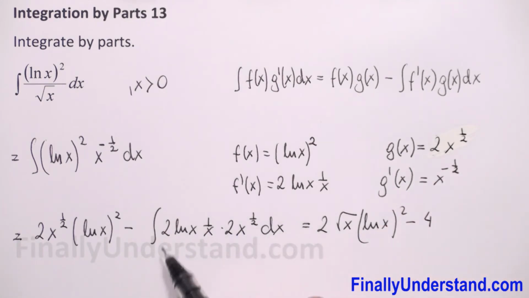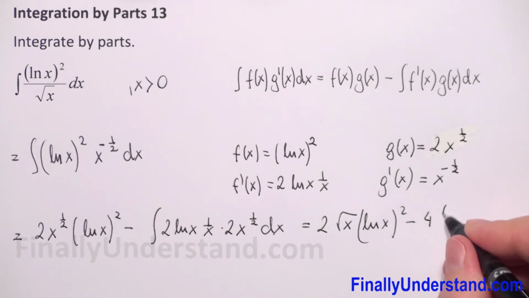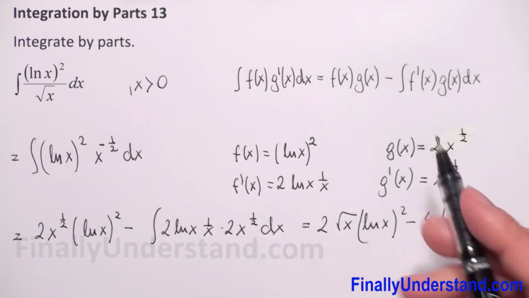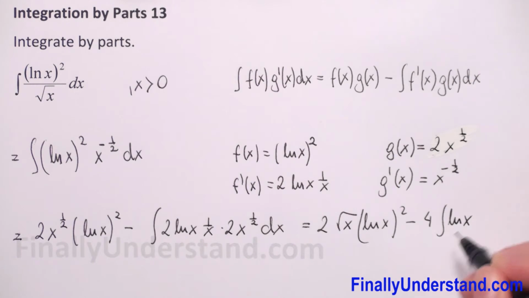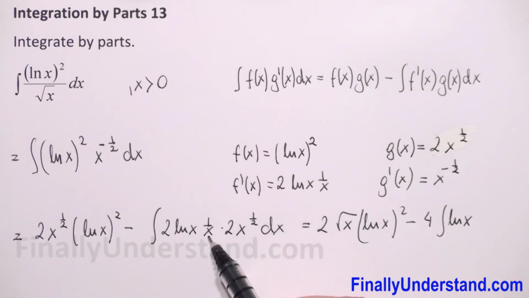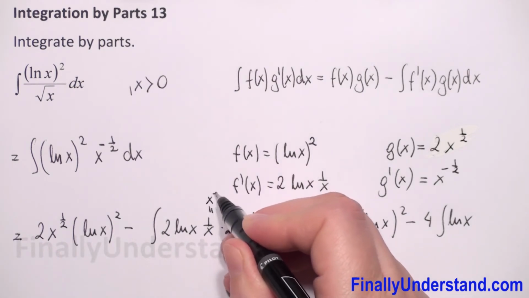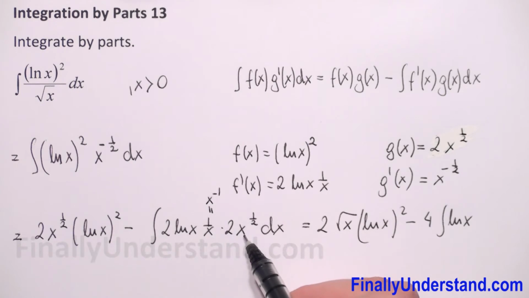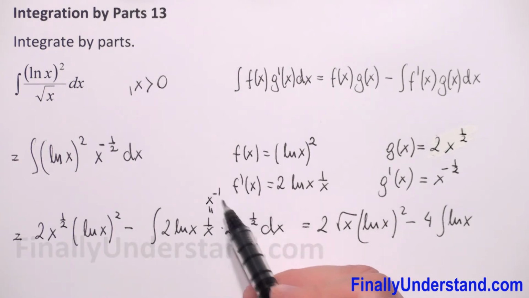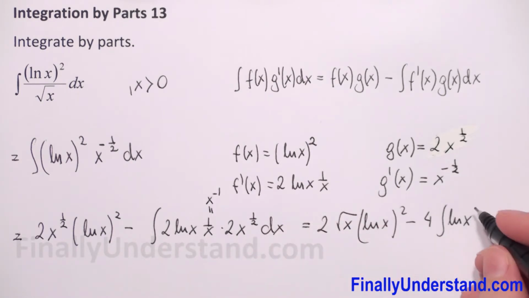We can put the 4 before the integral, and now we have the integral of natural logarithm of x. We need to copy it, and we have 1 over x. 1 over x is x to the negative 1 power. So we have the same base, x and x, so we need to add the exponents. Negative 1 plus 1/2 will be x to the power negative 1/2. And we have the integral with respect to x.